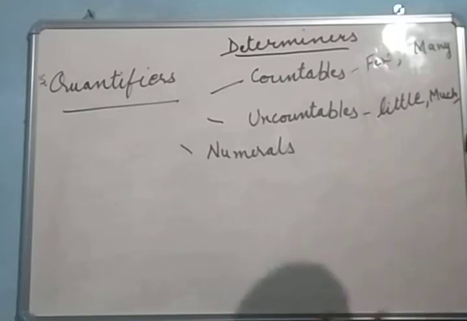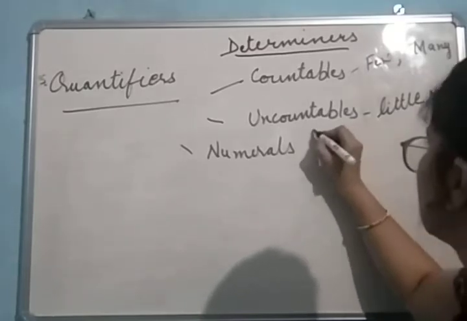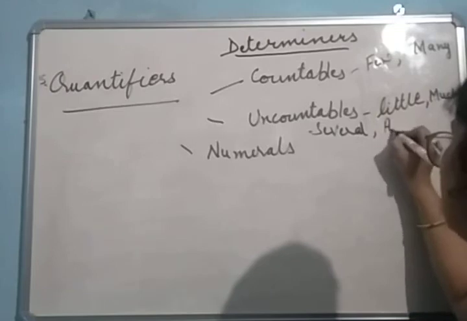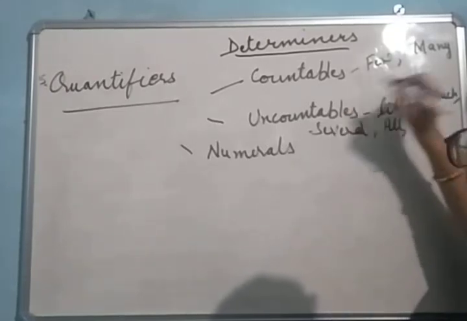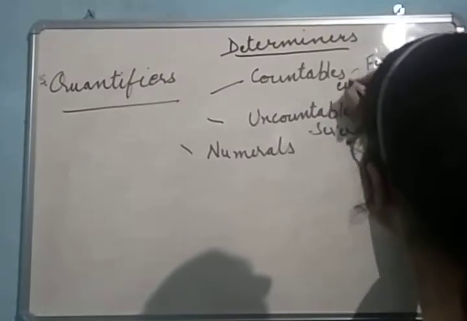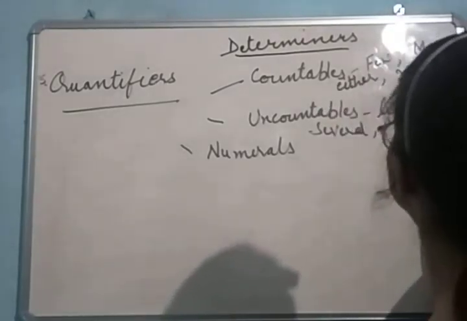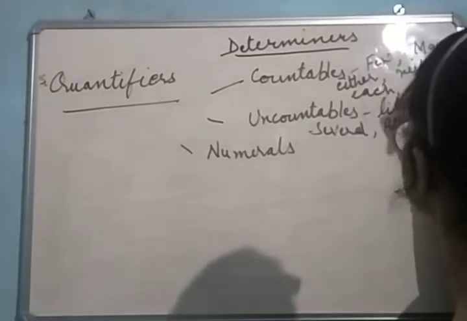And there are some determiners which can be used with both countables and uncountables. We can say several, all, any. And in countables we have either, neither, each, every.